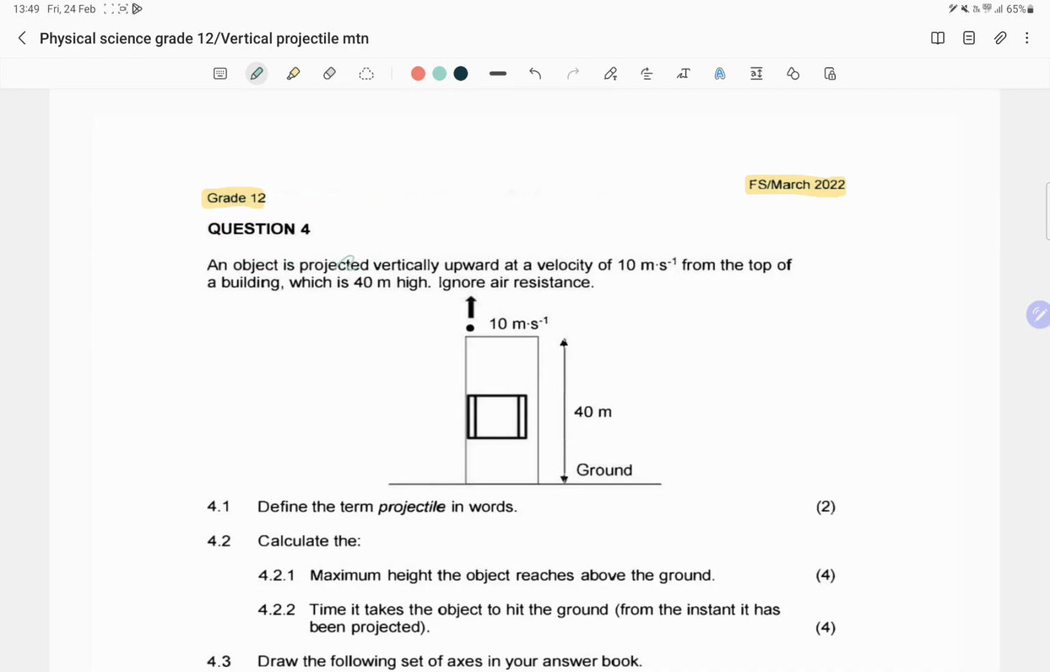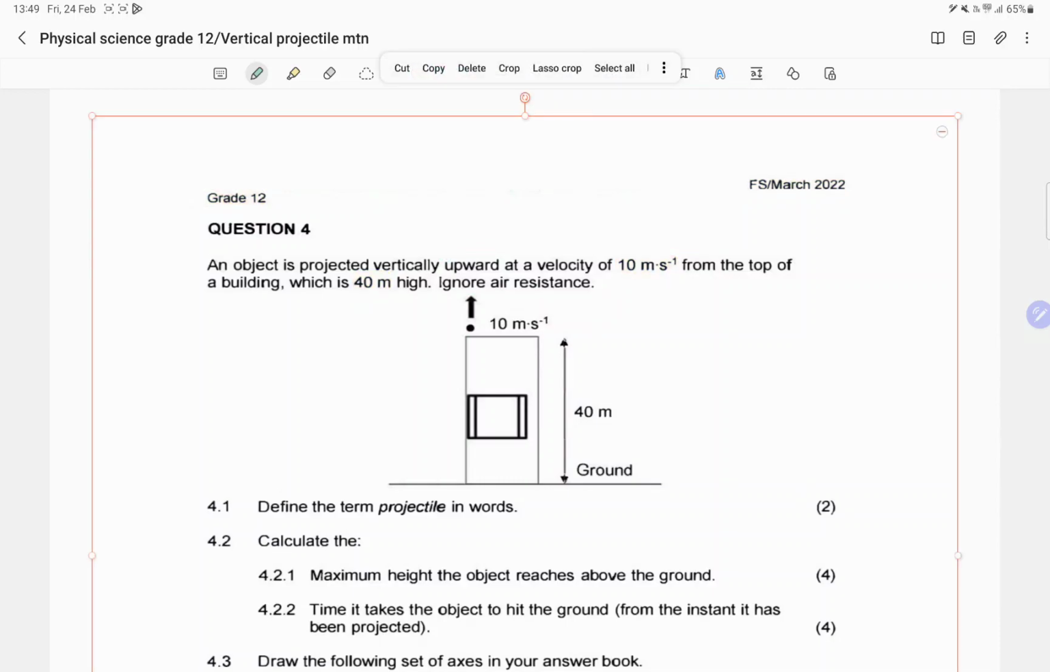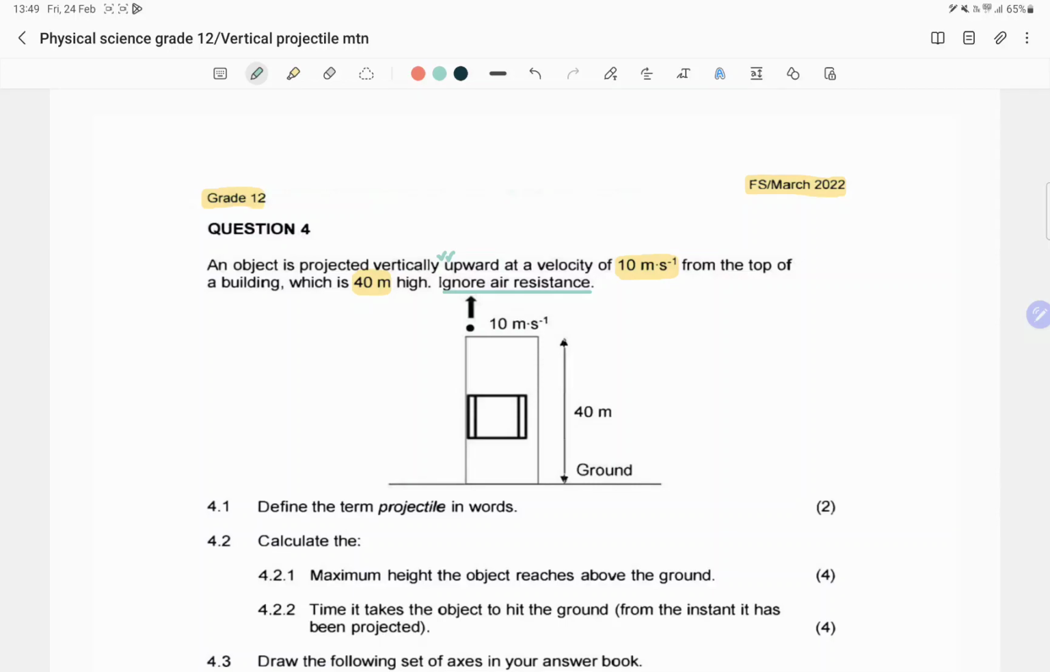Now I told you an object is projected vertically upwards at a velocity of 10 meters per second, from the top of the building, which is 40 meters high. And then we are told here, ignore the effects of air resistance. So if we are ignoring the effects of air resistance, what we are creating is a closed system. Okay, so only gravitational force is acting here.